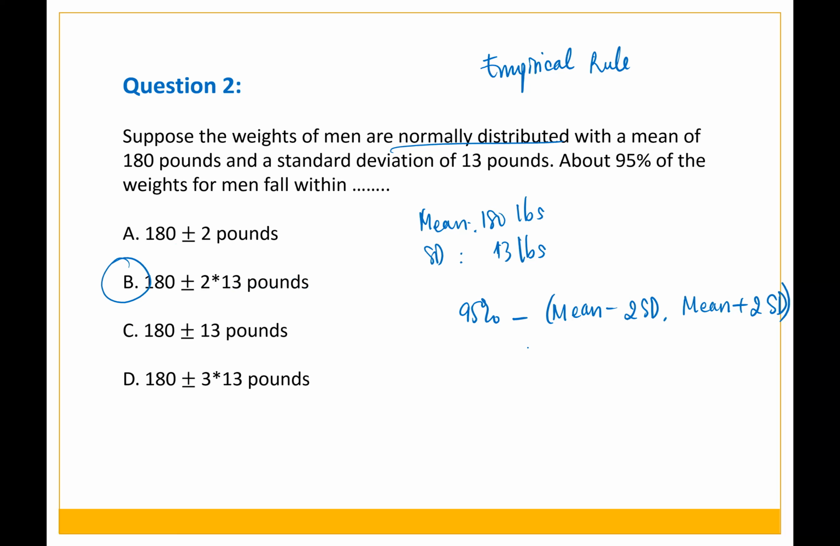You don't even need to look at the answer choices before you do this, as long as you understand what you have to use here, which is the empirical rule. And remember, you need the distribution to be specified as normal to use that rule.